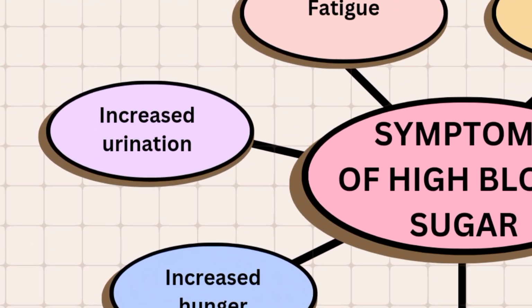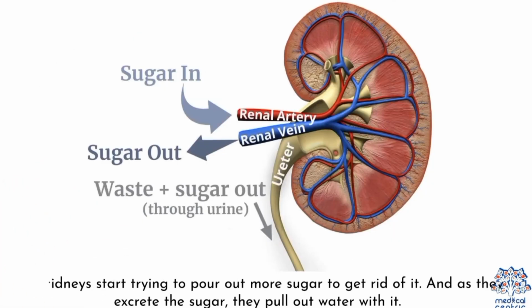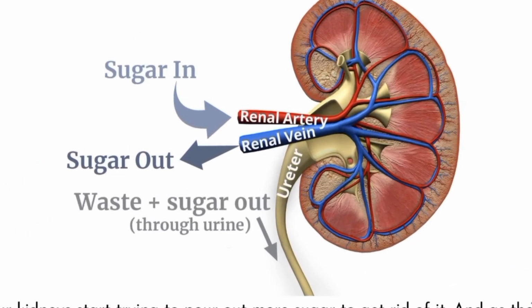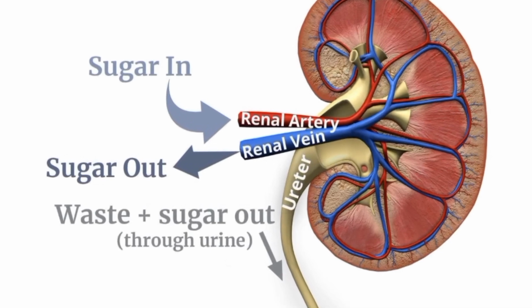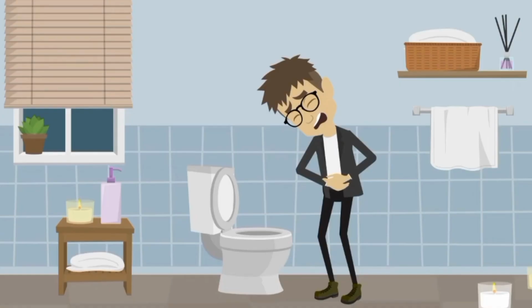Increased urination. More frequent trips to the bathroom, especially at night, can be a sign of high blood sugar. This results from the kidneys drawing extra water out of your tissues to dilute the extra sugar in your blood and get rid of it through the urine.